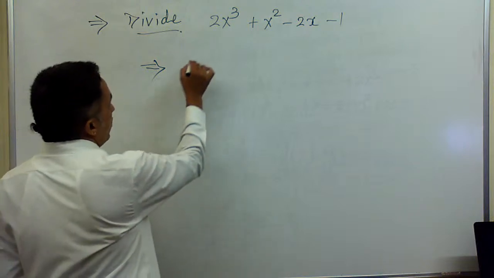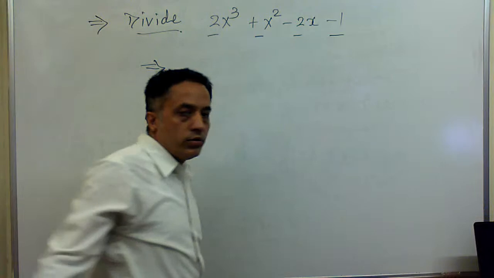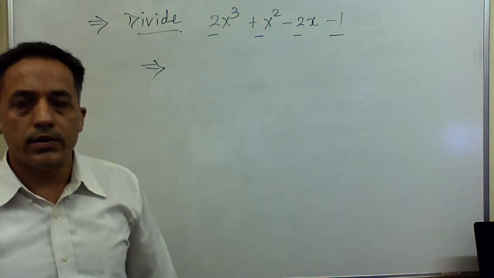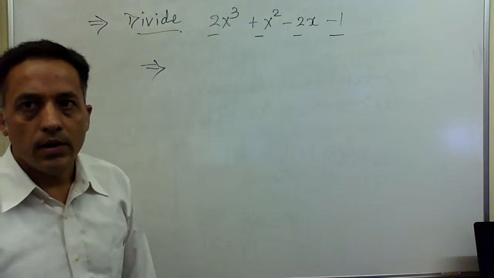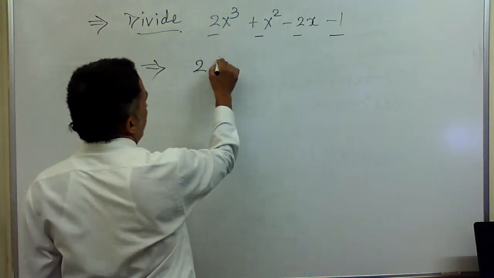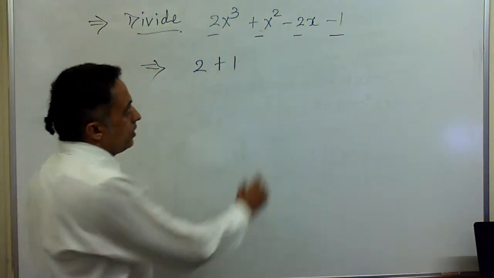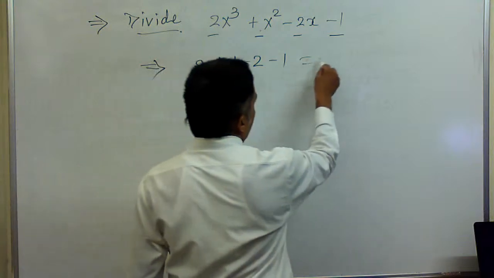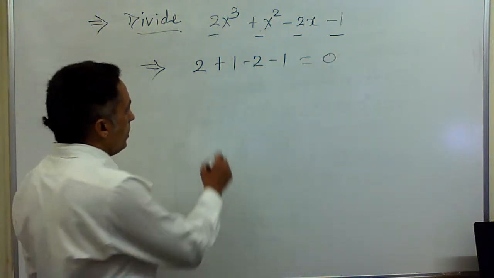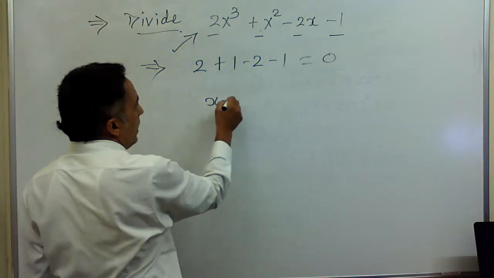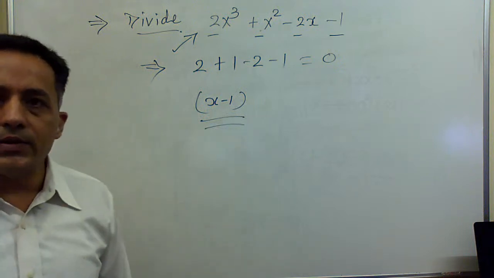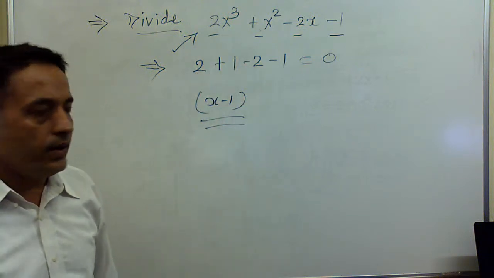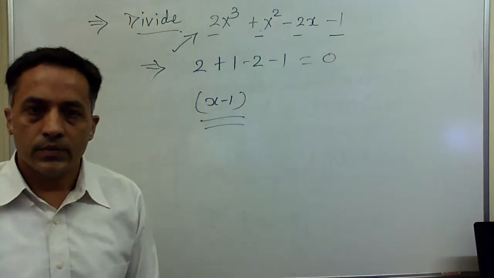At that time, we will add all the coefficients and constant. I am repeating, we will add all the coefficients and constant. So, if I add 2, here the coefficient is 1, minus 2, and the constant is minus 1. And if we get answer 0, then the factor of this polynomial will be x minus 1. It means when you divide this given polynomial by x minus 1, then you will get remainder 0. So let's try.